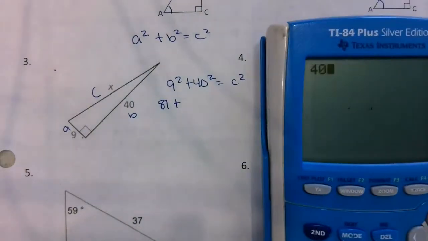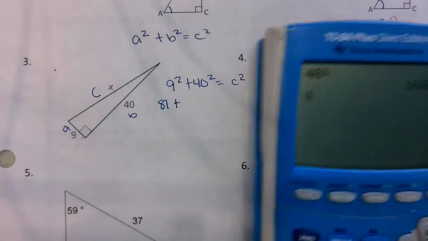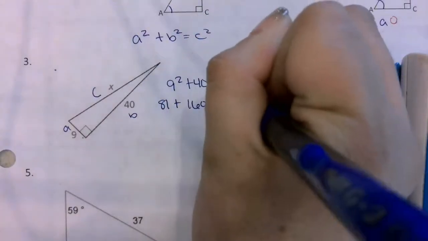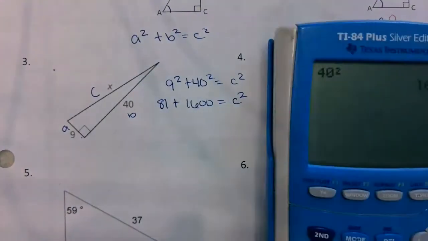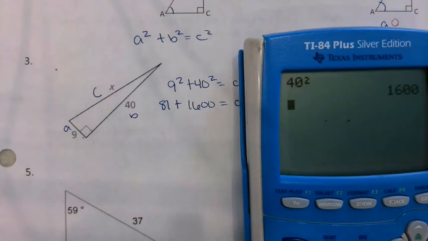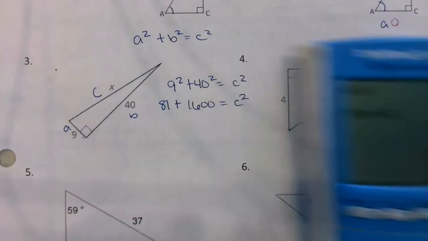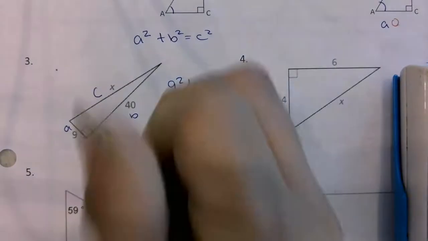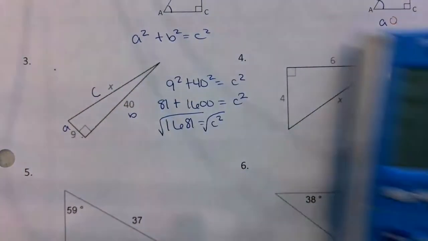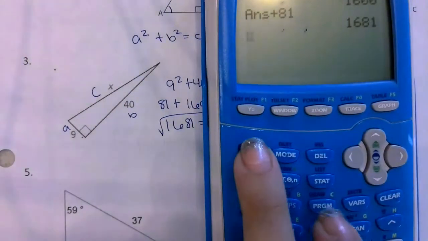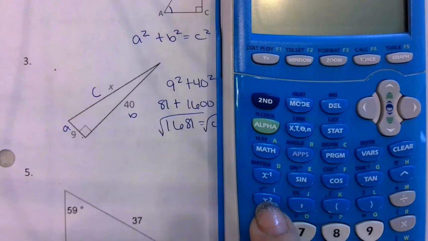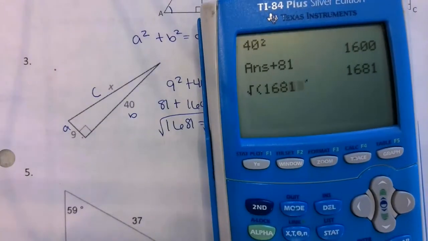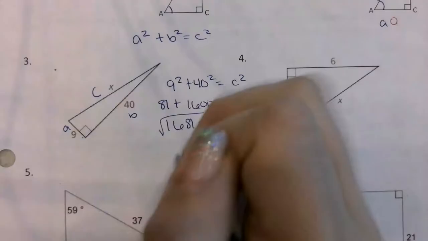40 squared is 1600. Okay. Then I want to add both together on the calculator. I get 1681 equals C squared. I want to take the square root. On the calculator, to take the square root, I go second, and then this button, the x squared button, will give me the square root symbol. I type in 1681, and I get 41.